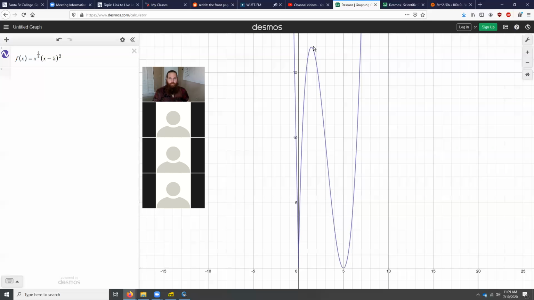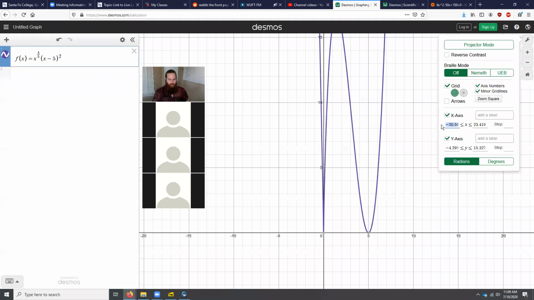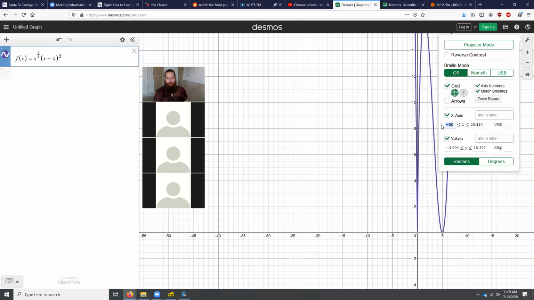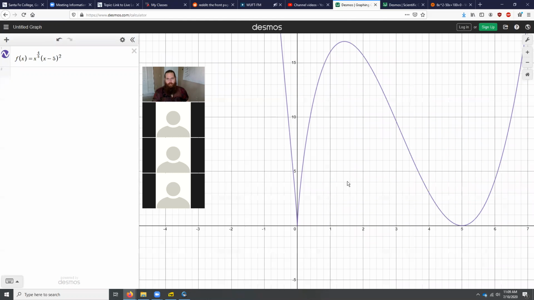So what we've got going on here is a local max here, a local min here, and a local min here at 0. It's called a cusp. All right, so you've got a local max here, a local min here, and a cusp here. And those are coming from the 3 points that we found, the 3 critical numbers.